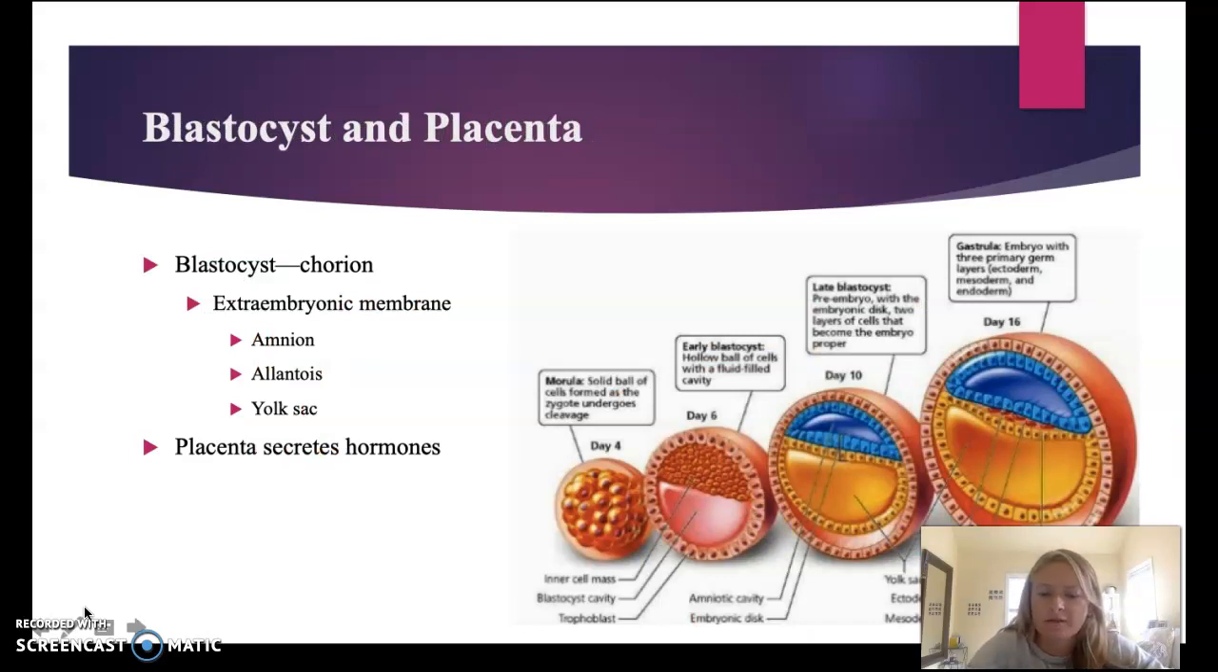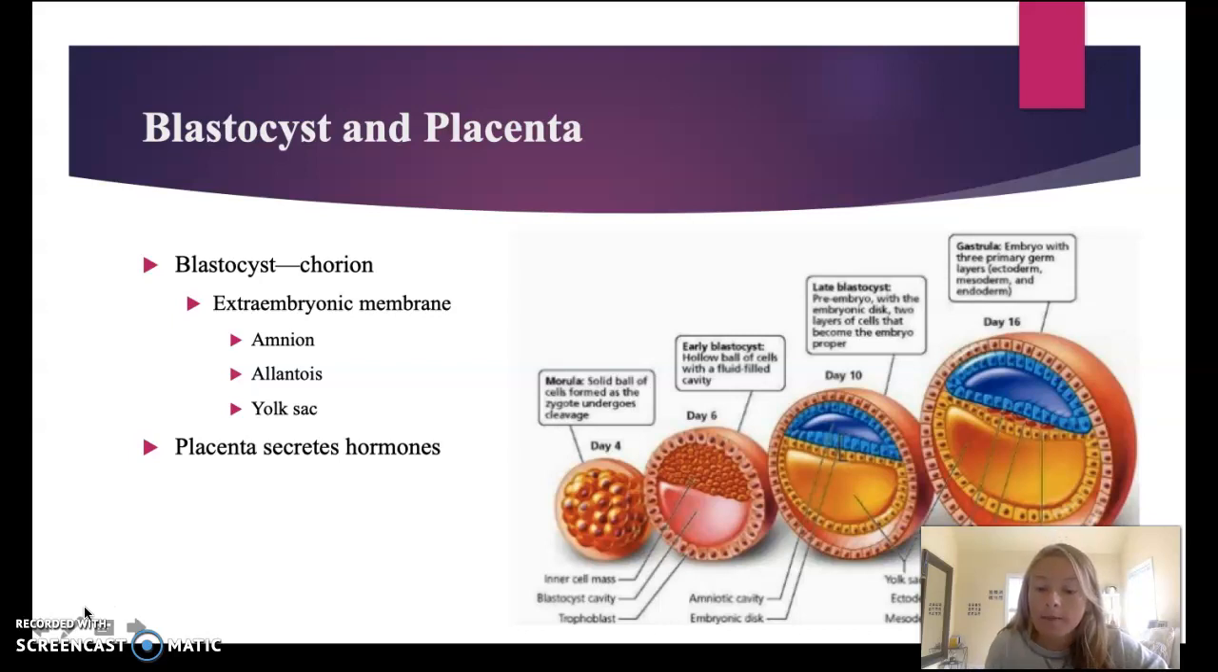Implantation of the blastocyst into the uterine wall normally takes around 7 days after fertilization. The blastocyst secretes enzymes that allow it to invade the endometrium, which is the lining of the uterus. As it does so, the endometrial cells grow around the blastocyst until it is completely engulfed. As you can see on the right, this is an image of the progression of the blastocyst throughout the period.